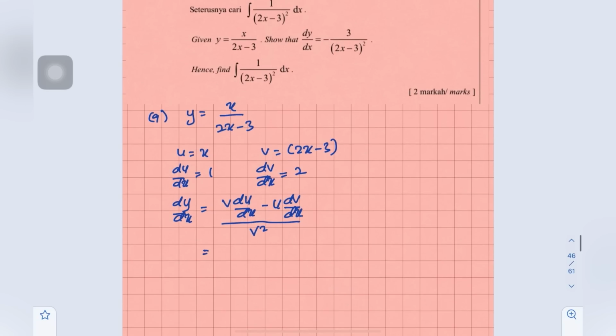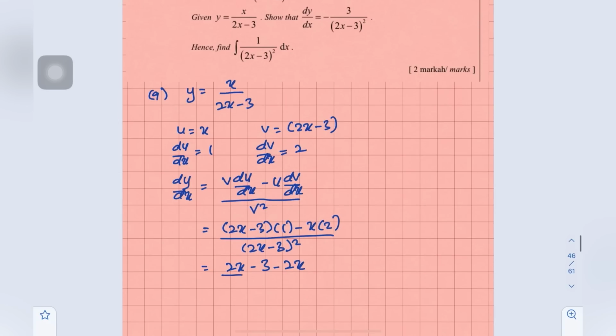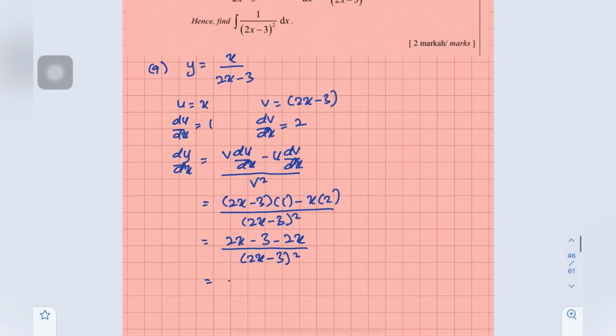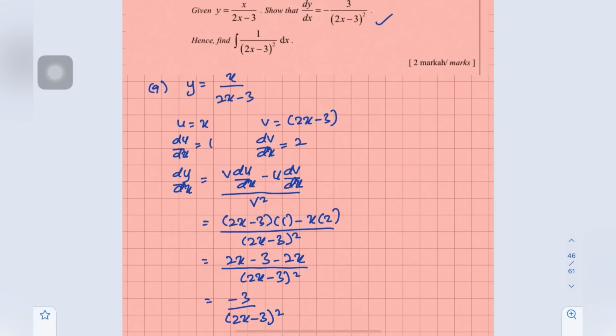Okay, so we just substitute. v du/dx is (2x minus 3) times 1, minus u dv/dx, which is x times 2, over v squared, so (2x minus 3) squared. So this is 2x minus 3 minus 2x over (2x minus 3) squared. Okay, so this is negative 3 over (2x minus 3) squared. Okay, same, so shown. So dy/dx is shown.